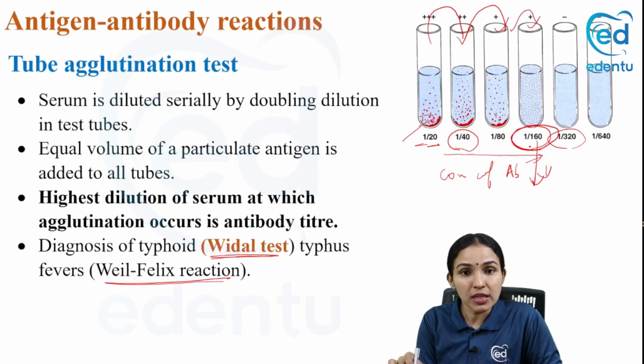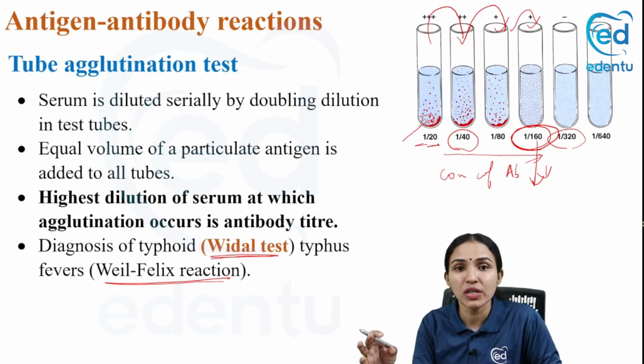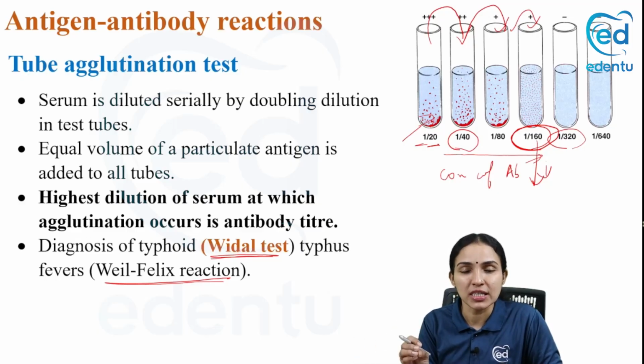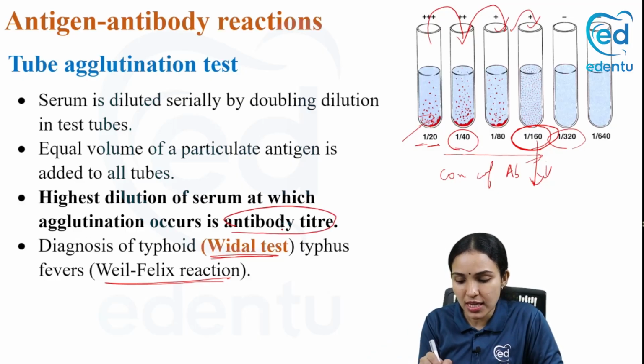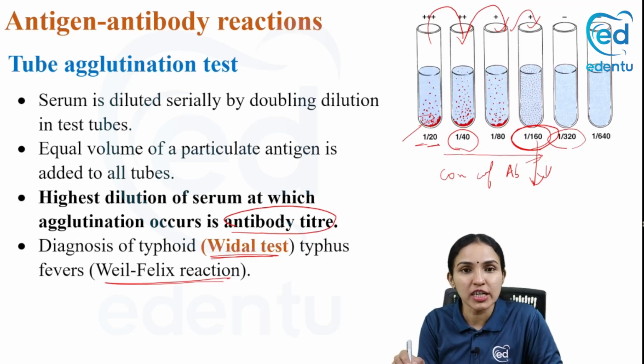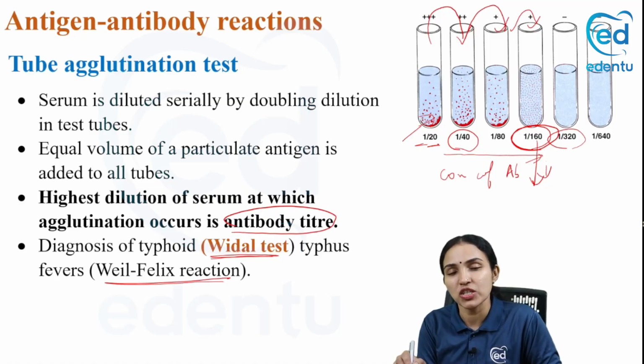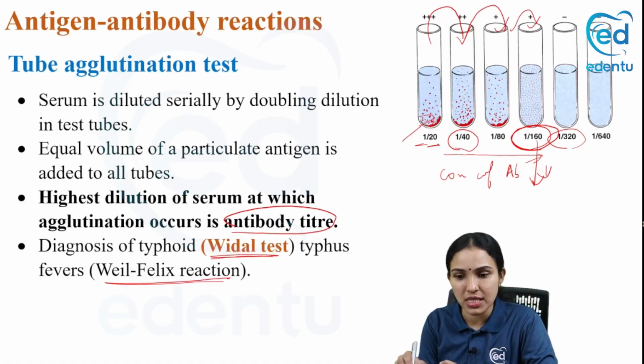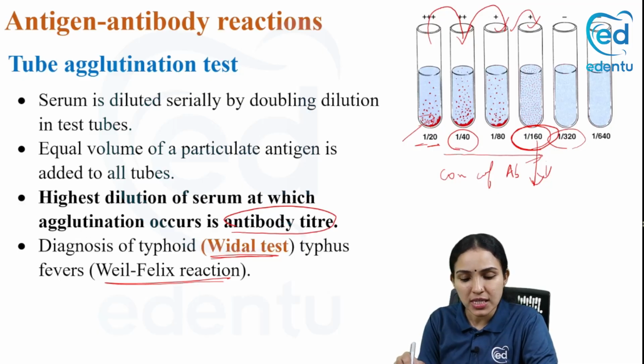That indicates that in this tube, the concentration of antibody is very less. In 1 is to 160, that much dilution, the concentration of antibody is very less, still you are getting a positive agglutination. That you take as the antibody titer. So antibody titer is the highest dilution of serum at which you get a positive agglutination. So in this case, you can take the antibody titer for Salmonella typhi O antibody as 1 is to 160. It's a very good titer that indicates that patient is positive for that particular test. It indicates typhoid fever. So that is tube agglutination test.